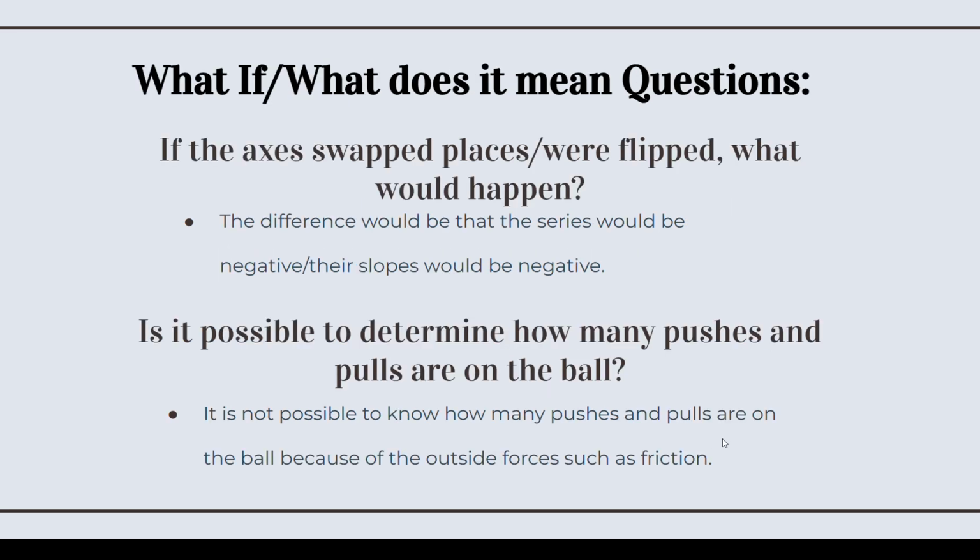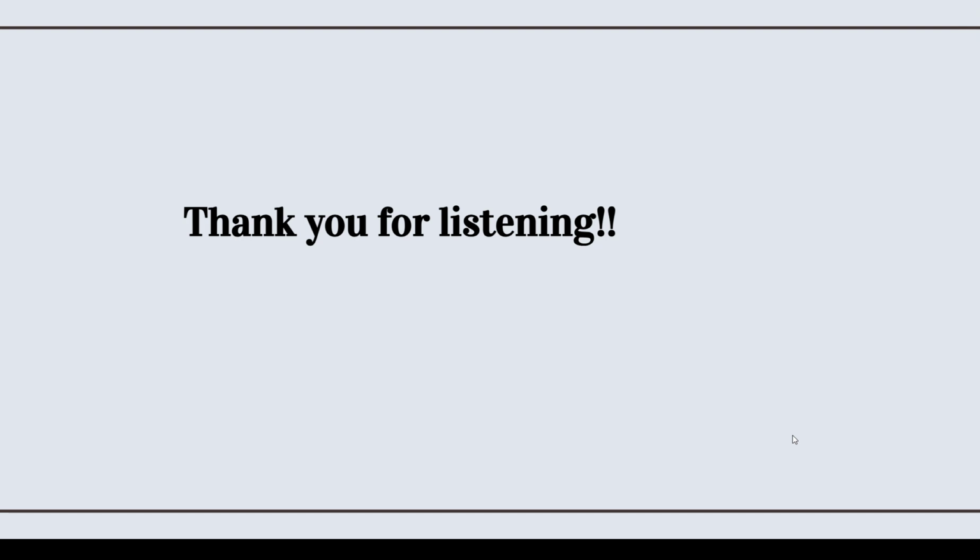So, what-if and what-does-it-mean questions. If the axes were swapped, what would happen? Well, the difference would be that the series would be negative and their slopes would also be negative. And is it possible to determine how many pushes and pulls are on the ball? It's not possible to know how many pushes and pulls are on the ball because of the outside forces such as friction. Thank you for listening.